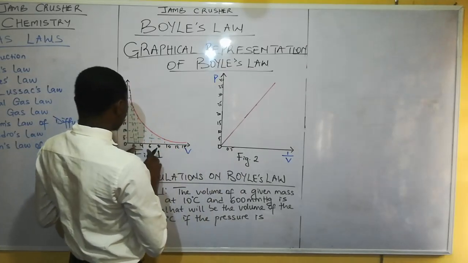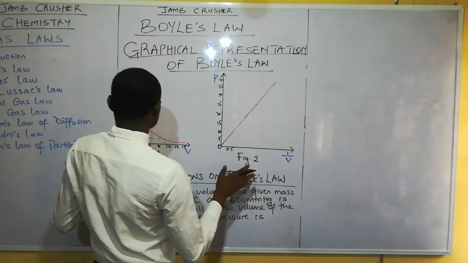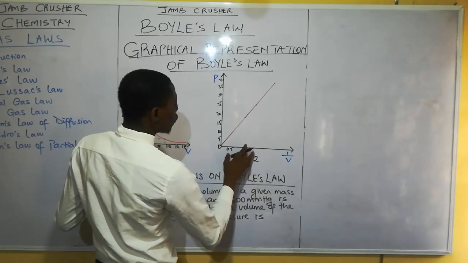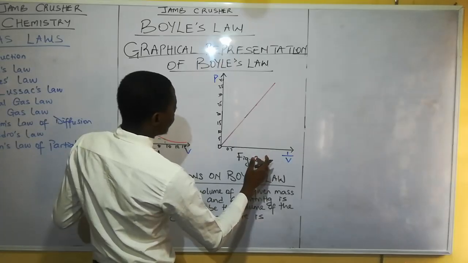If I'm taking volume to be 4, my 1 over volume should be 1 over 4. And that is what? That is 0.25. So it is decreasing, isn't it? So that will be 0.25.